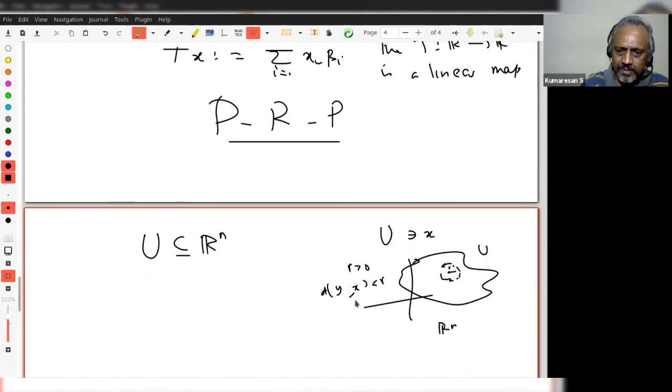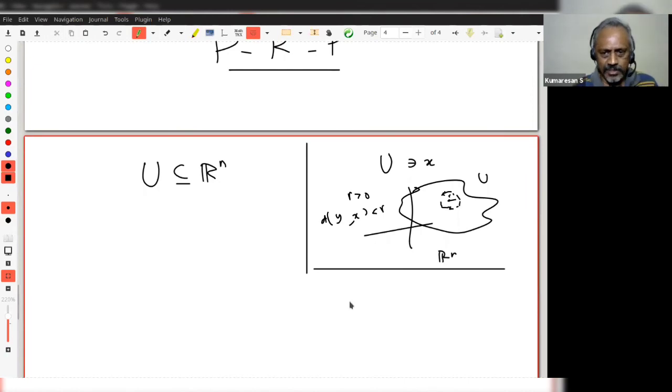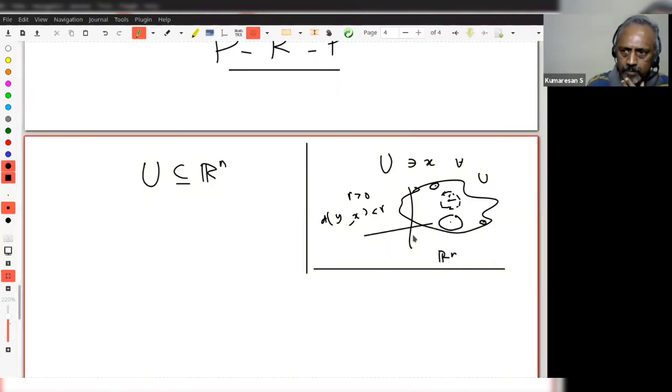Just ignore if you don't want to think of such things. But I think final year students, fifth semester students should understand what I'm talking about. So I demand that my U satisfy this property. For every x, this should happen. You call it an open set or something, but let's not worry about it.